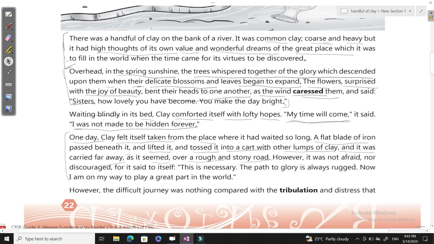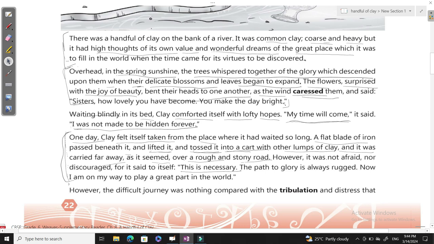However, it was not afraid nor discouraged, for it said to itself, "This is necessary." So, see, when the journey started, it means when the clay was being carried from the place where it was lying, at that time a blade, it means a spade, lifted it, tossed it, means threw it into the cart, and there were other lumps of clay also, and it was carried far away. And it seems over a rough and stony way the cart was moving.